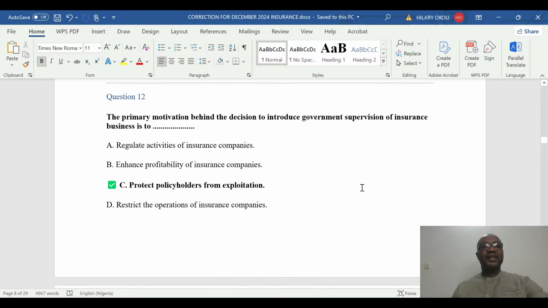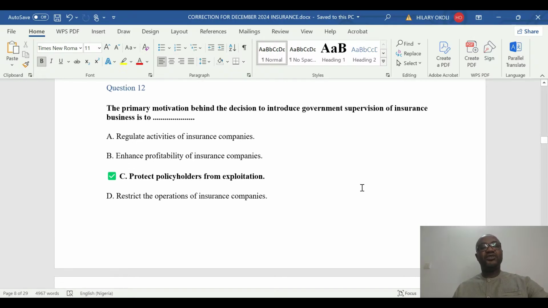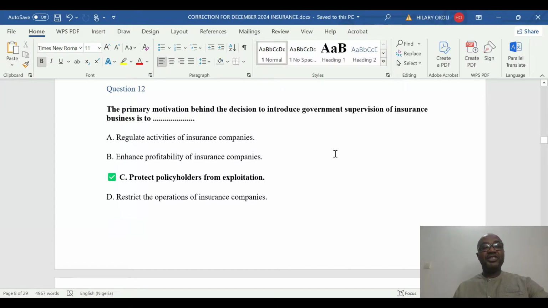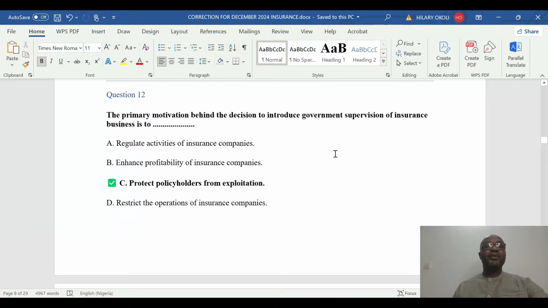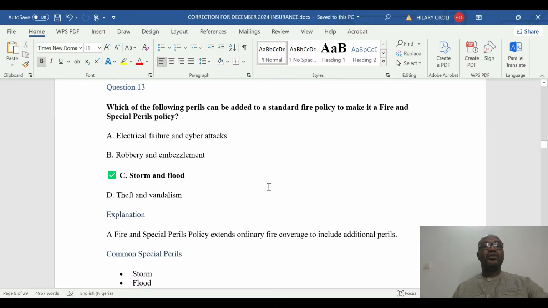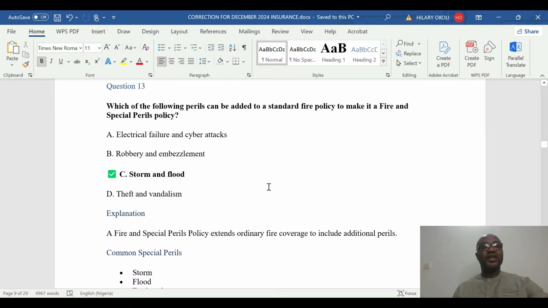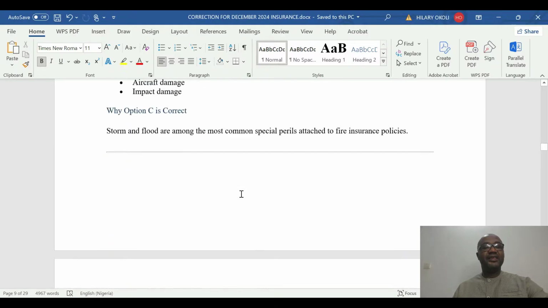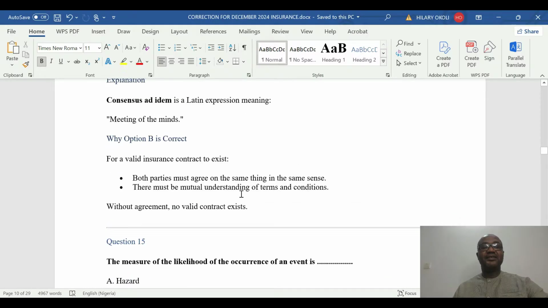Move on to the next. The primary motivation behind the decision to introduce government supervision is being repeated here. This year has a lot of repetition. We have answered this before: the primary motivation is to protect policyholders from exploitation. We have explained that before. So we look at the next question again. Which of the following can be added to standard? We have answered this too.